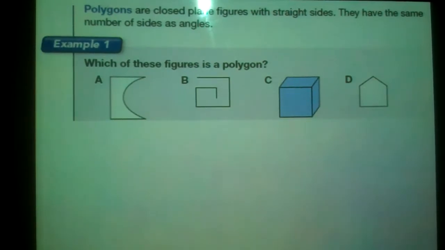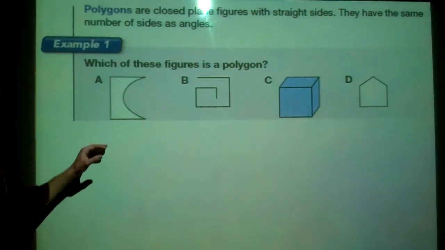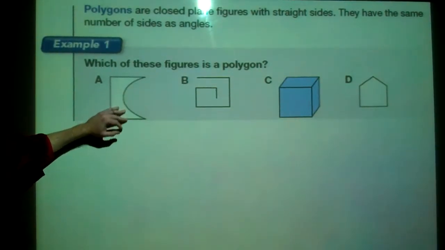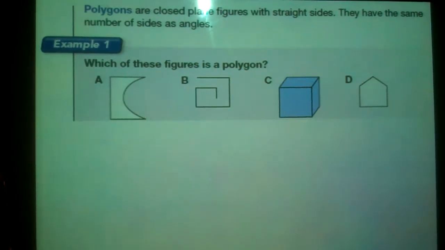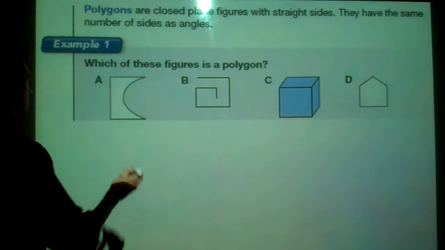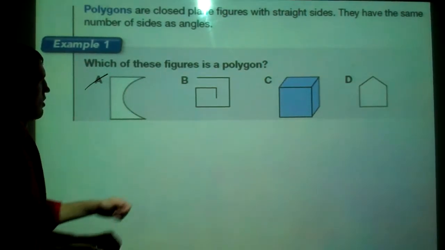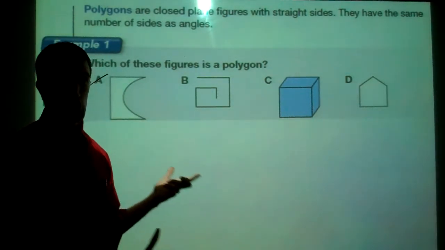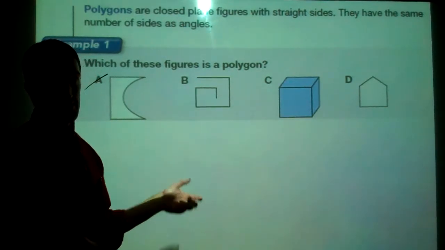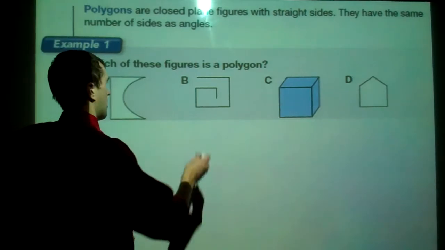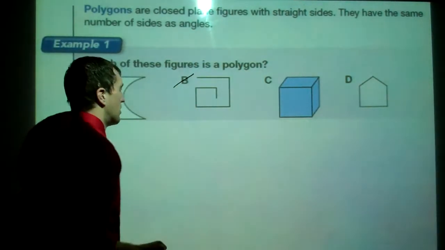So, with that definition, which of these figures is a polygon? Well, if we look at A, everything looks closed, but we have a curved side. Remember, we only want straight sides. So this is gone. Letter B, everything looks straight, but we have a gap. Not everything is connected and enclosed. So B's gone.